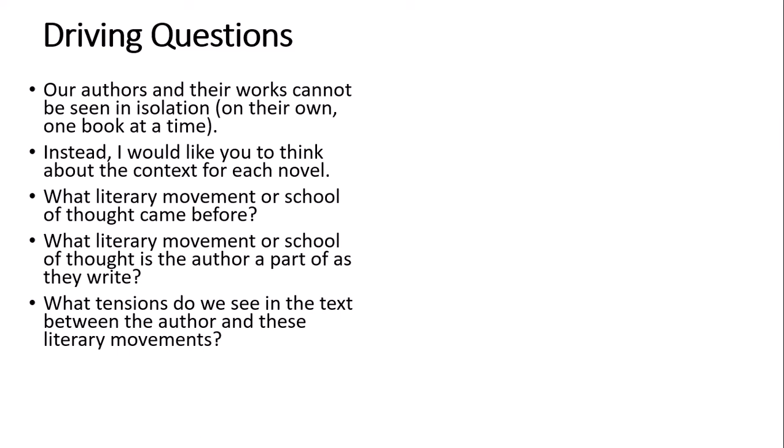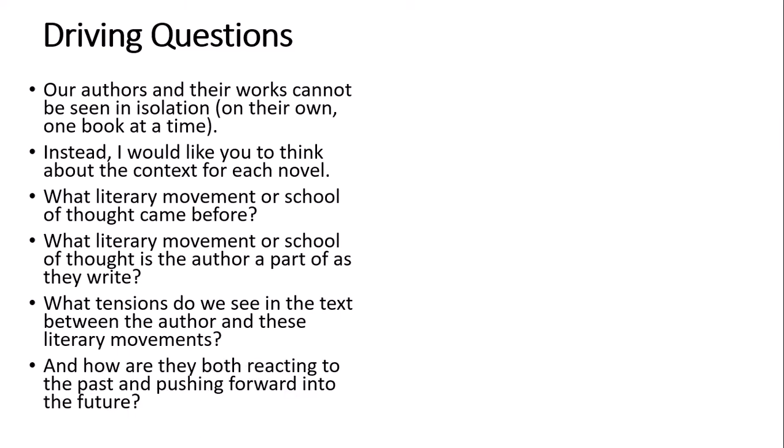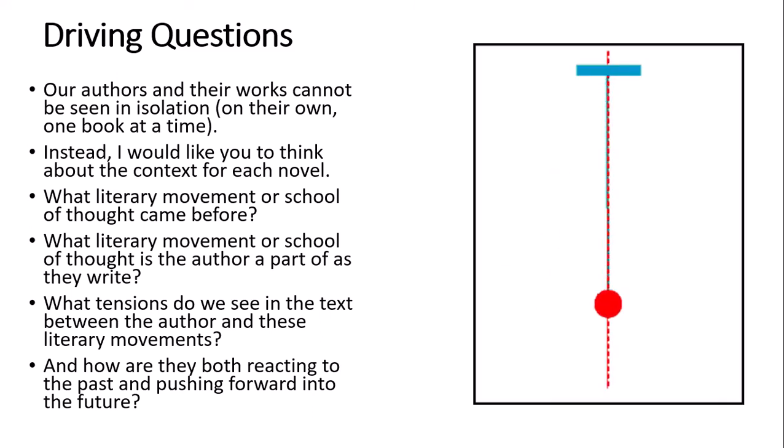Almost every really well-known book, I think, sits at a crossroads where they reflect the thoughts that came in the past. They're showing what people are thinking and feeling, but they're also being a bit progressive and looking forward toward the future. Most of the things that you'll read in school, or what we consider classics, do this. So what tensions do we see in the text between the authors and these literary movements? How are they reacting to the past, and how are they pushing forward to the future?